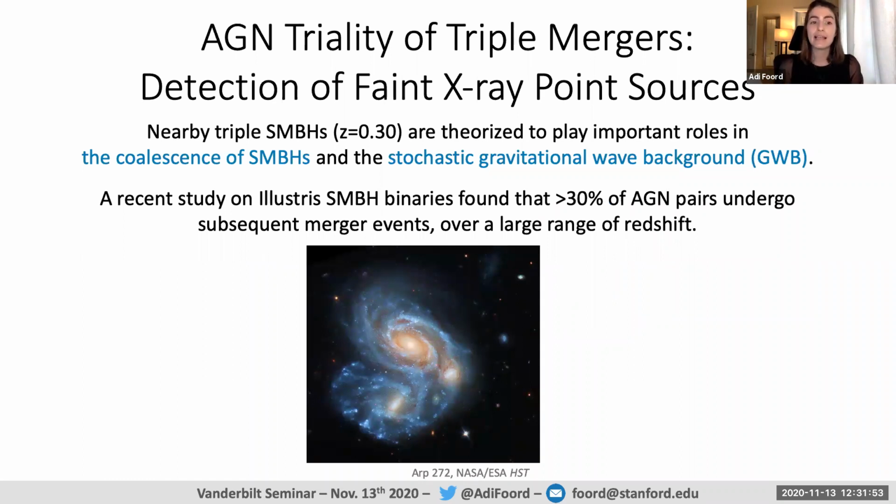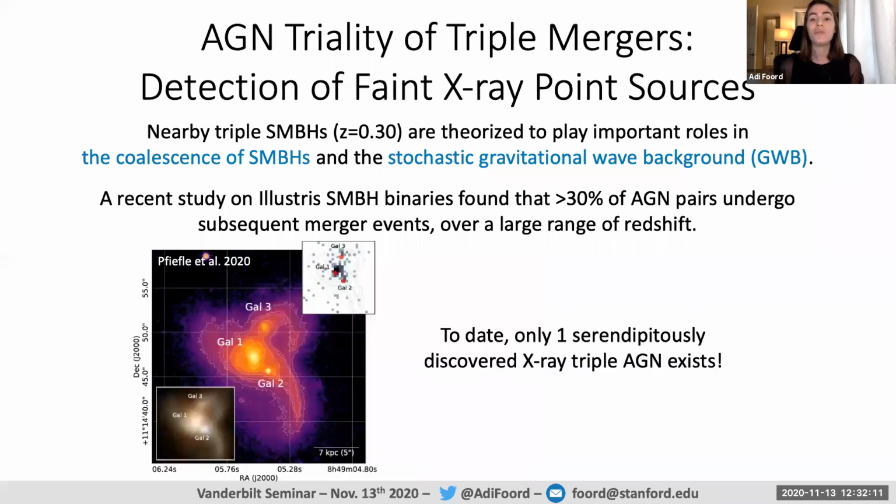So a recent study on Illustris supermassive black hole binaries, Illustris is another hydrodynamical simulation, found that over 30% of AGN pairs undergo subsequent merger events over a large range of redshift. However, to date, there's only been one serendipitously discovered X-ray triple AGN, and this is a figure taken from the discovery paper. It got a lot of press in early 2020, so this might be a system that some people in the audience are familiar with.